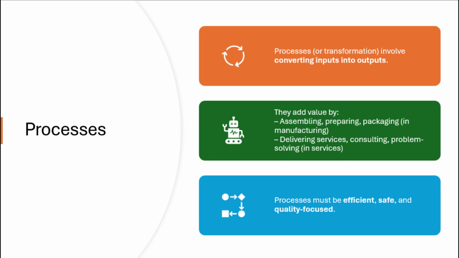Here's the key: the nature of the processes depends on the business type. A clothing manufacturer might have cutting and sewing processes. A physiotherapist might have client assessments, treatments, and follow-up sessions. Operations managers work to ensure these processes are efficient, minimize waste, and meet quality standards.